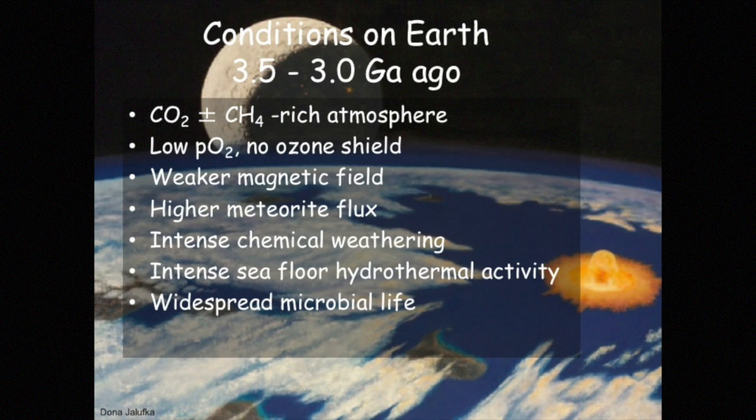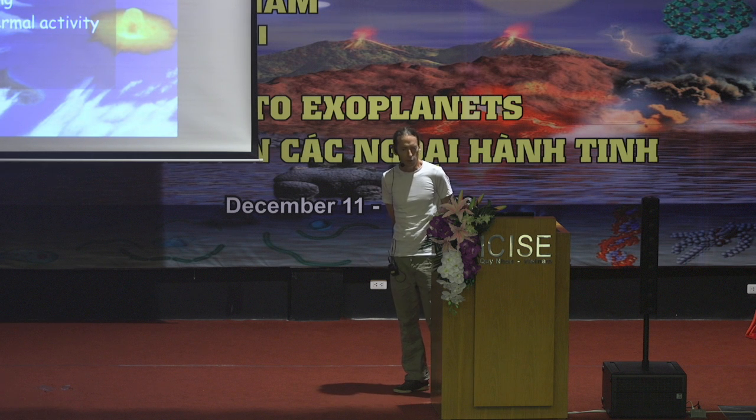There was a magnetic field present, but it probably was to some extent weaker than today, but it was sufficiently strong in order to protect the Earth from the solar wind. We did have a higher meteorite flux. There was more intense chemical weathering going on at the Earth's surface at that time.